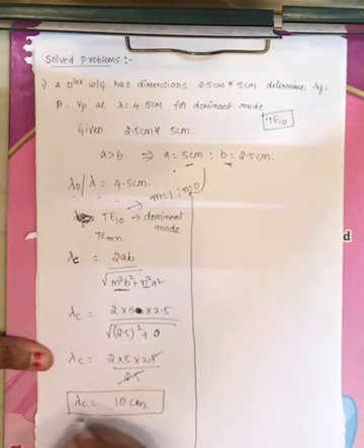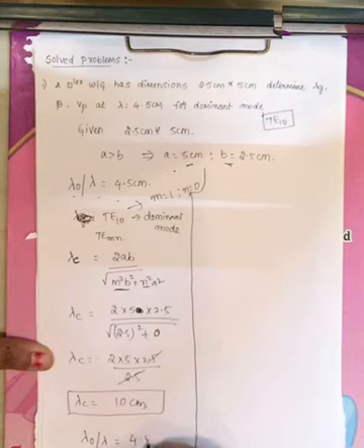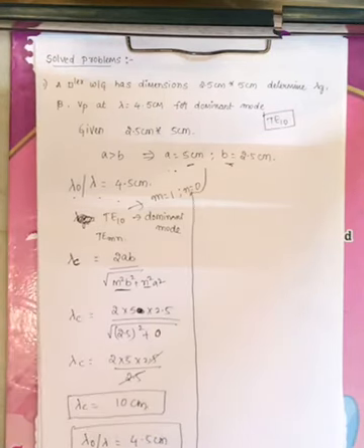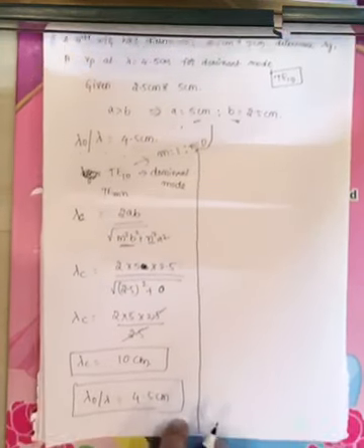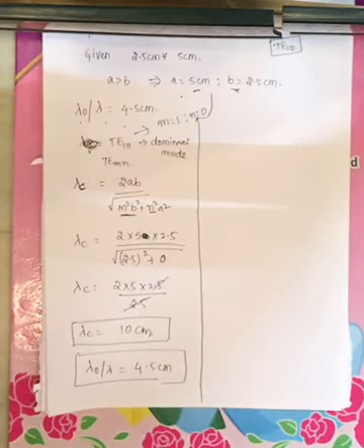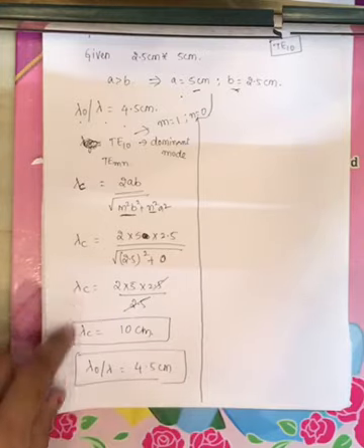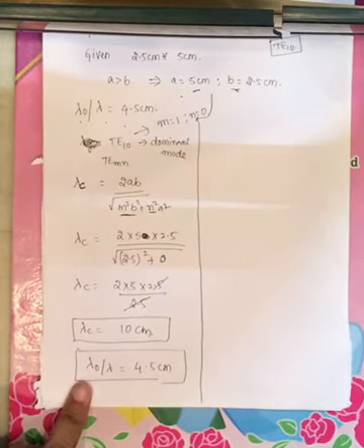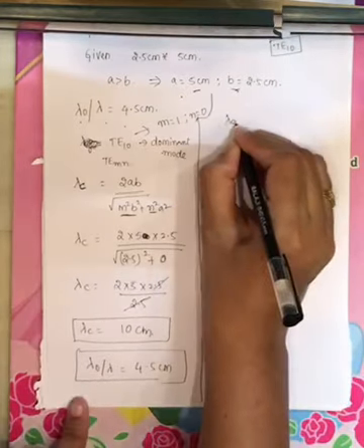Lambda c you get as 10 centimeters, and lambda naught or lambda given in the problem is 4.5 centimeters. Now we know lambda c, now we know lambda naught. Now you can calculate lambda g, right?